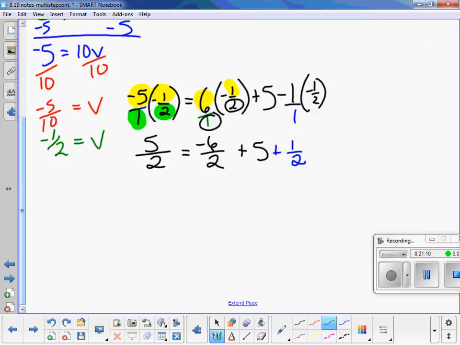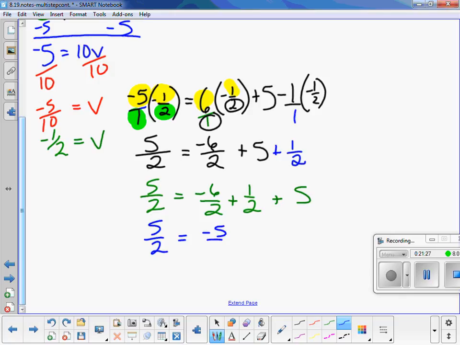And then I'm going to put those two fractions close together. And when I put them together, remember, when you have the same denominator, you add straight across. So negative 6 plus 1 is negative 5 over 2, and then plus 5. So these two here give me negative 5 over 2.